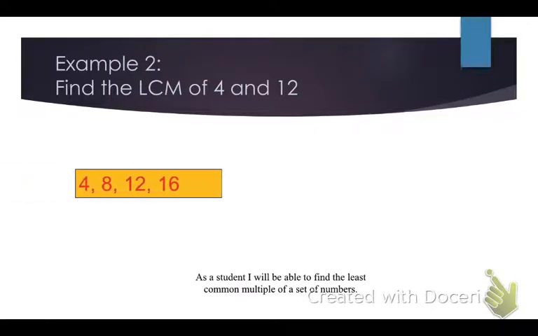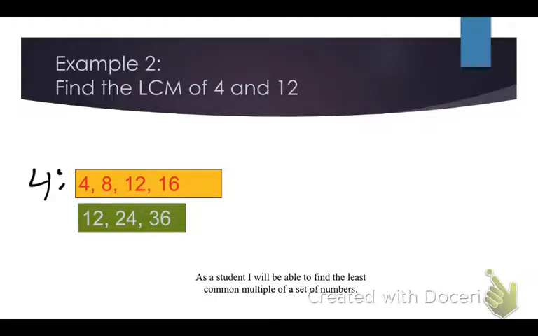We have the least common multiple of 4 and 12. Remember, the first step is you need to list the multiples. So for 4, we have 4, 8, 12, 16. We went a couple, okay? For the multiples of 12, we went 12, 24, and 36.